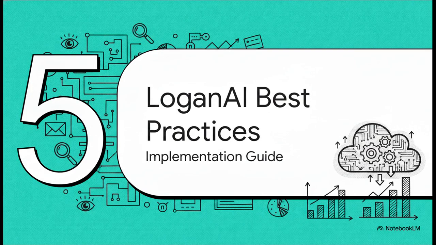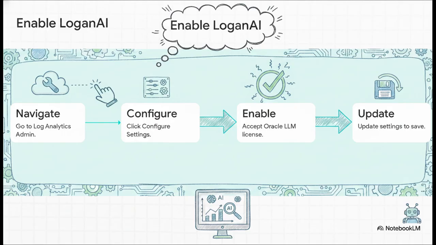Let's move to Section 5, Best Practices for LoganAI, a quick implementation guide. First off, how do you actually turn this thing on? Well, the enablement process is incredibly straightforward. If you're a tenancy administrator, turning this on is literally just a few clicks in the OCI console. You just navigate to Log Analytics Administration, configure the log and AI settings, enable it, accept the license details, and hit Update. Boom, that's it. Your existing widgets and dashboards are now ready to be automatically enriched with AI-powered explanations.